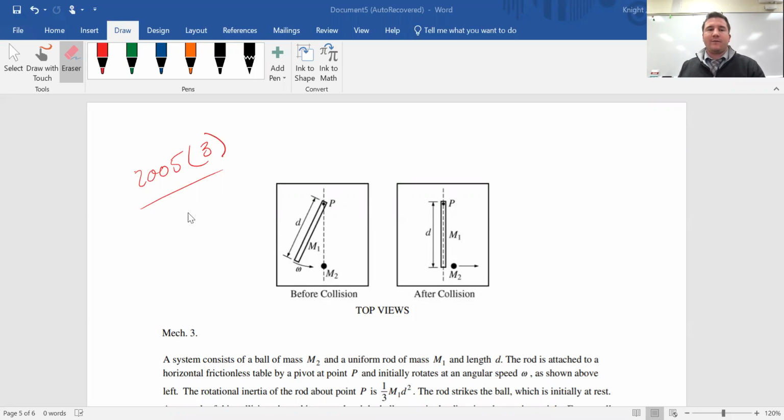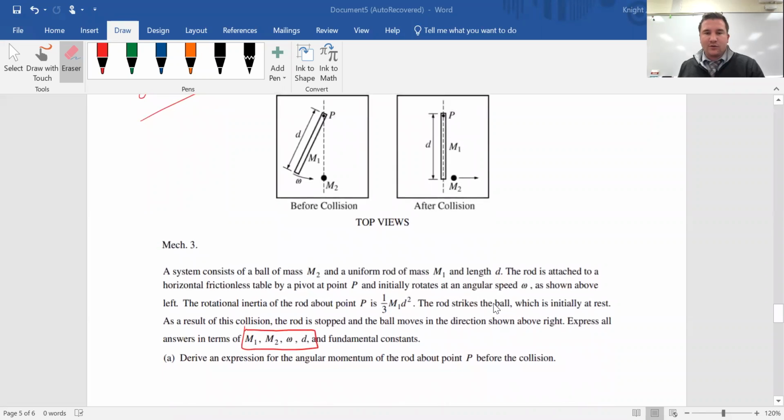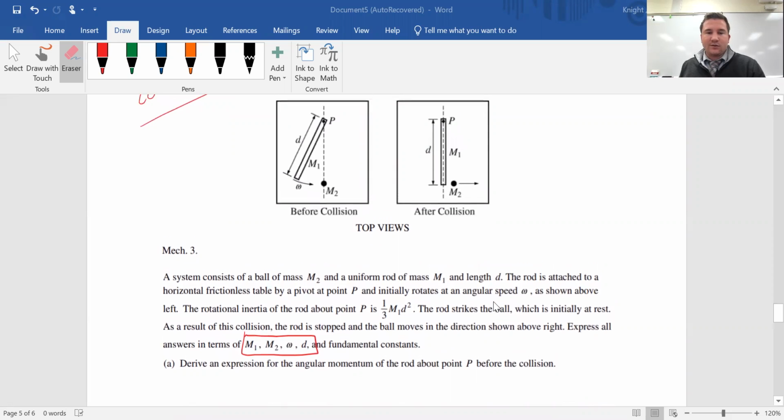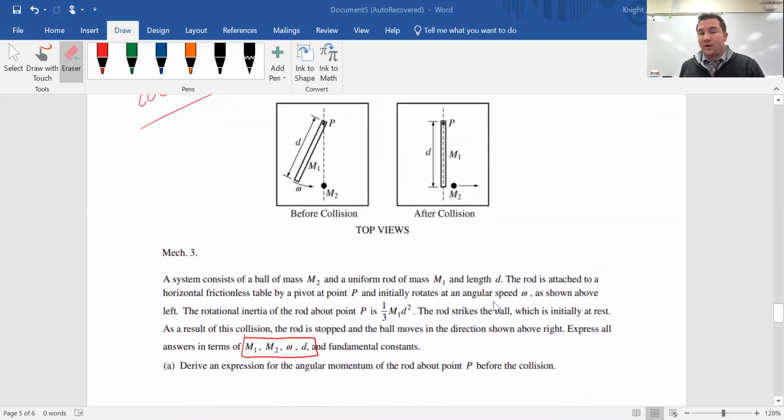So this is number 3 from the Mechanics 2005. We've got a system: a ball of mass m2 and a uniform rod of mass m1 and length d. The rod is attached to a frictionless table by a pivot point P and rotates with an angular speed omega as shown above left. The rotational inertia of the rod is 1/3 m1 d squared, which we did earlier.